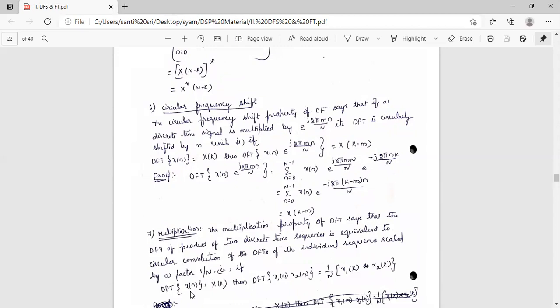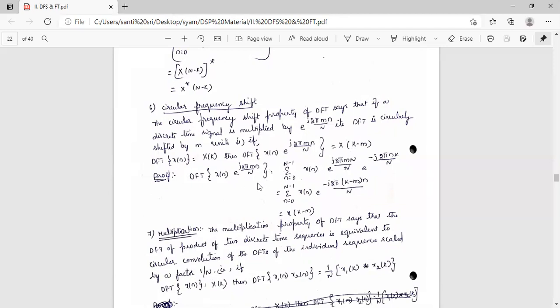That is, if DFT of x of n is equal to X of k, then DFT of x of n into e power j 2 pi mn by N, the discrete time signal multiplied by e power j 2 pi mn by N, will become X of k minus m. Let us prove it.